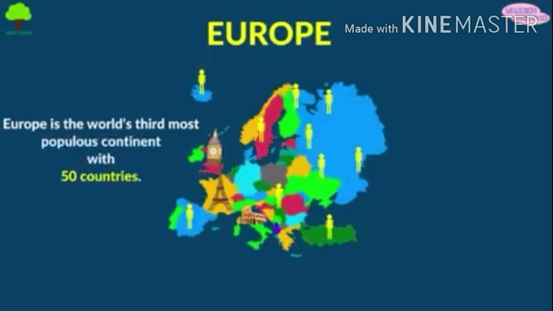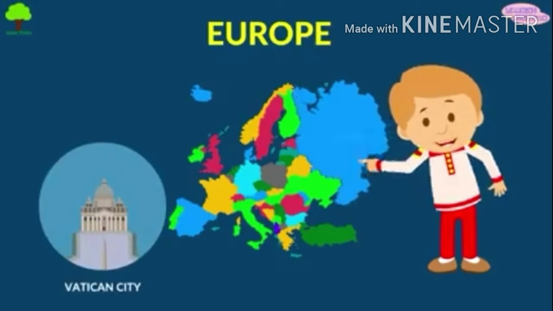Vatican City, the world's smallest country, is also located in Europe. The British Isles has 2 islands, Great Britain and Ireland. They are found off the northwestern coast of Europe. The countries of Norway, Sweden and Finland together form the Scandinavian peninsula in the north of Europe.